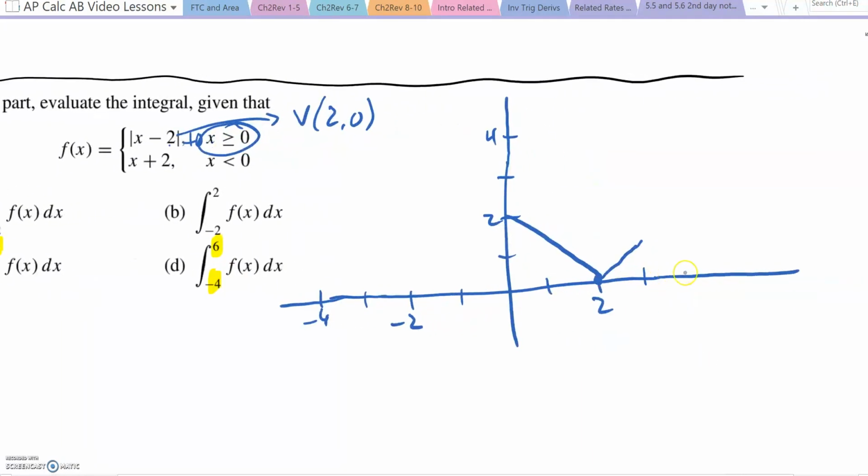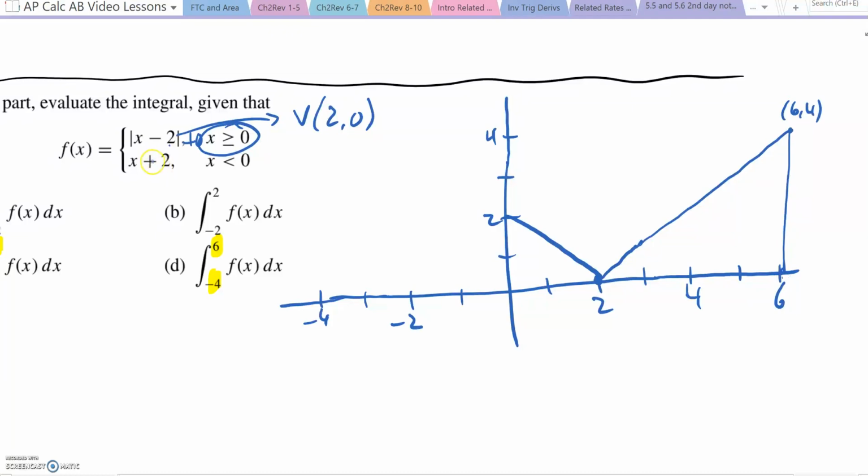So 1, 2, 3, 4, 5, 6. And what we can do is just plug in the value of 6 to figure out how high that should be. So 6 goes in, 6 minus 2 is 4, so that'll be at a height of 4. So let's just go ahead and take it out there. So that's the point 6 comma 4. That'll be helpful later. Oops, pretend like that crossed at 6.